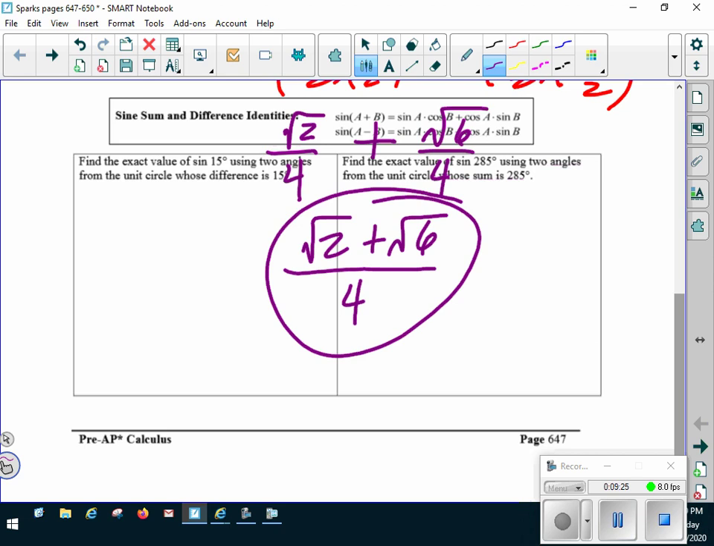Now here's what I want you to do. I want you to go back to your calculator and use your fraction feature. Type in square root of 2 plus square root of 6 all over 4. Remember, when you use a calculator on these, you have to round, right? So this is just a way to find exact values for some angles that we typically wouldn't know about.